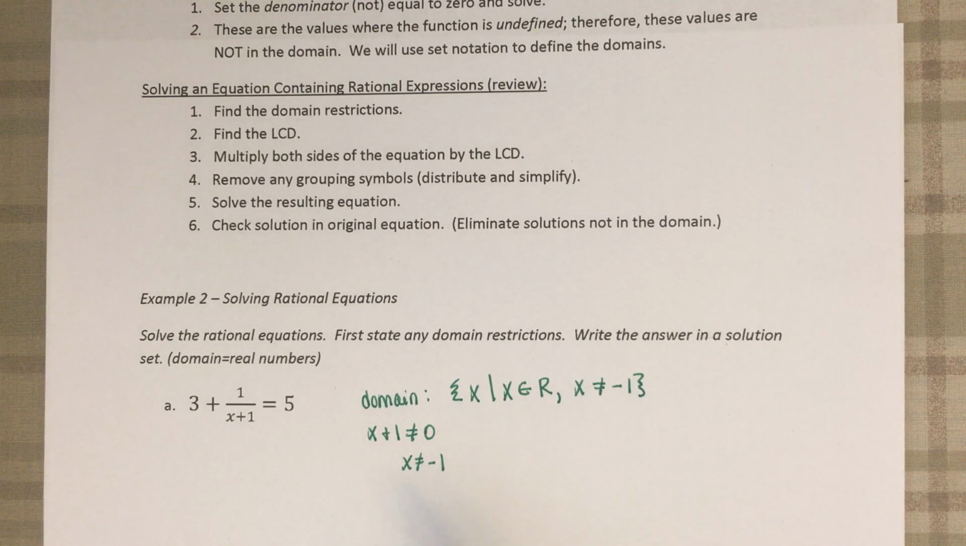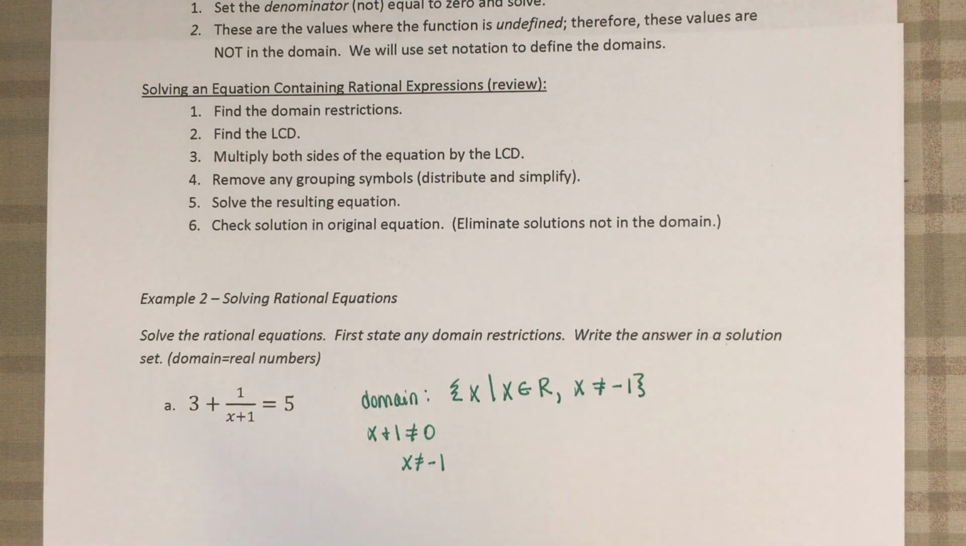And then we're going to take our denominator. The only denominator that we have is x plus 1. So x plus 1 cannot be equal to 0. We subtract 1 from both sides, so x cannot be equal to negative 1. So that is our domain restriction that we fill in here. Okay.